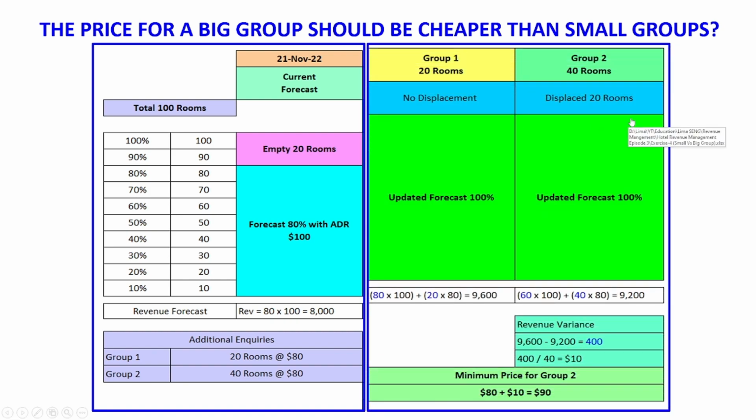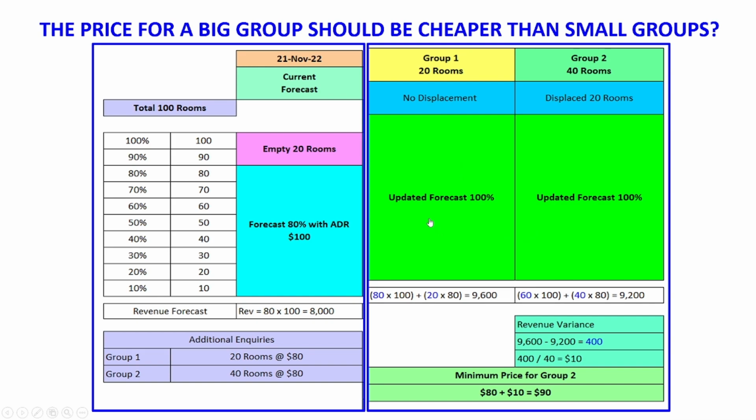Okay, so here is group 1 with 20 rooms and group 2 with 40 rooms. If we take group 1, it's guaranteed that there is no displacement, of course. If we take group 2 with 40 rooms, for sure we need to displace 20 rooms if the forecast is accurate, with 80% occupancy, 80 rooms. Okay, so let's see here.